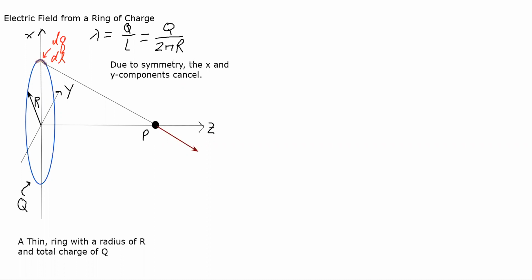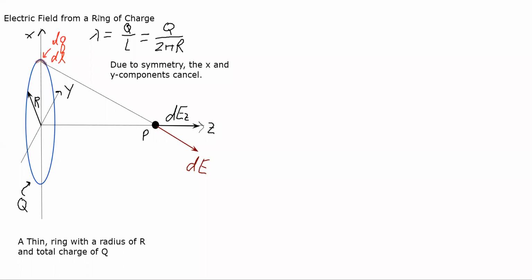Okay, so that's going to be my dE. And we want to find the Z component, right? That's what we're after, because the X and Y components cancel out. We just want to find that Z component here. Okay, so dEz. So how can I get dEz?